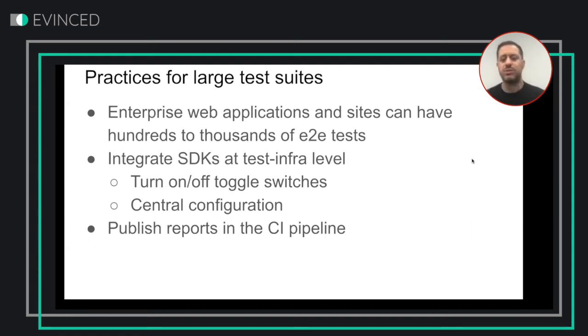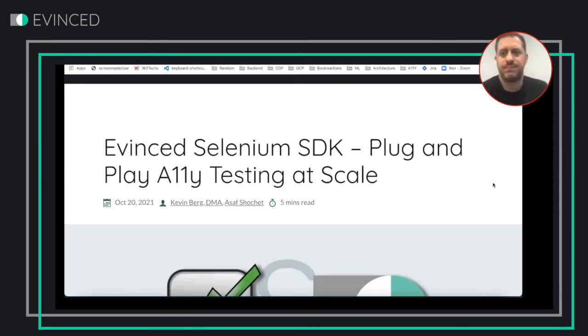Moreover, when the report is ready, you would like to publish the report itself to the CI pipeline so teams can see it and act upon it. Let me show you briefly how these things can be done. Okay, so let me go through a blog post that you wrote about how to integrate the Evinced SDK for testing at scale.